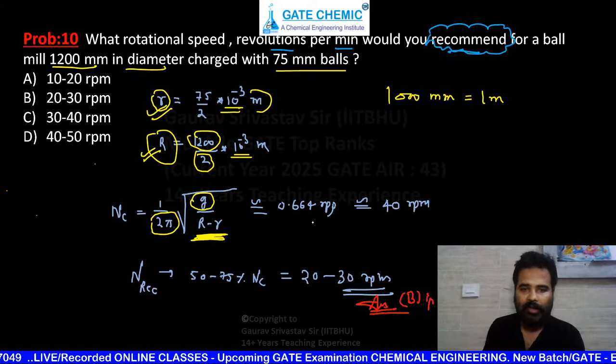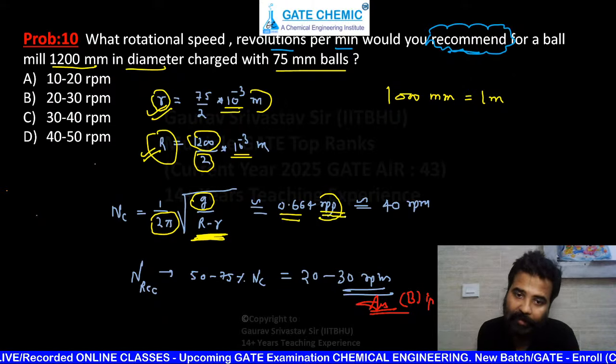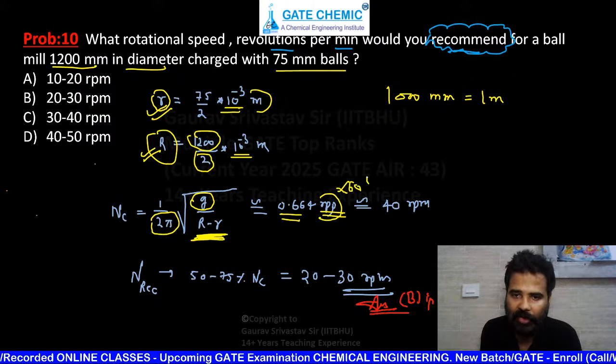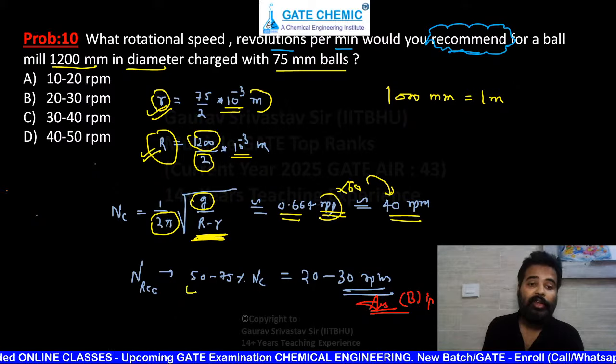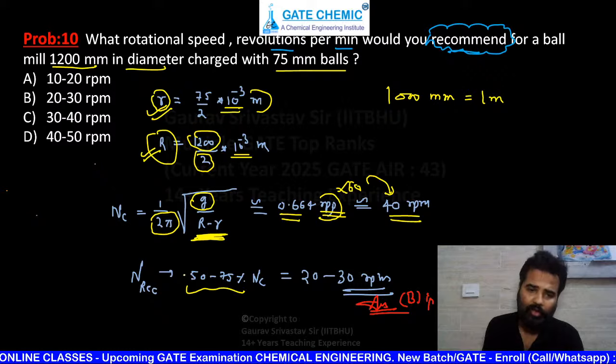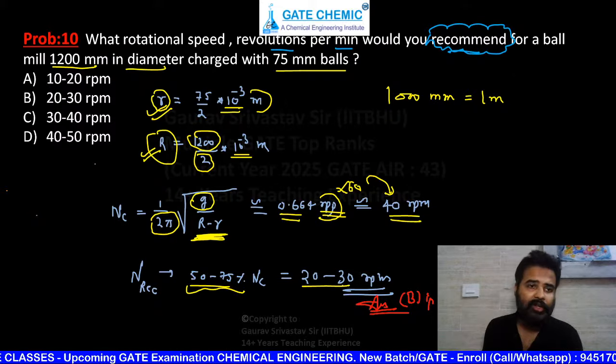So just put here, I got the answer. Again, don't make this silly mistake: first answer will be in RPS. So multiplied with 60 will give this in RPM. So RPM is coming 40 RPM. So what is our recommended speed? Nearly 50 to 70, or you can say 50 to 75 nearly. So if you're writing 50 to 70, nearly 20 to 30 is coming.